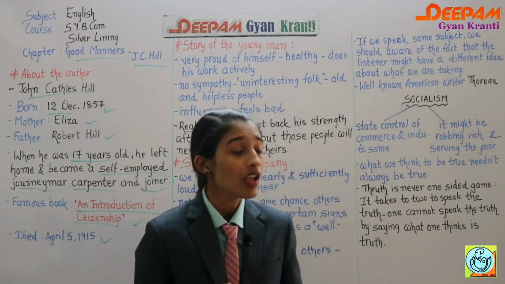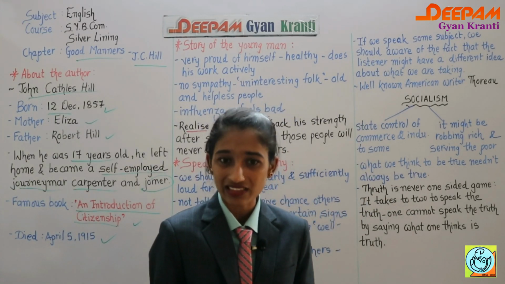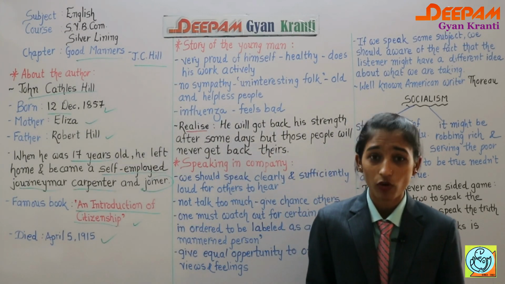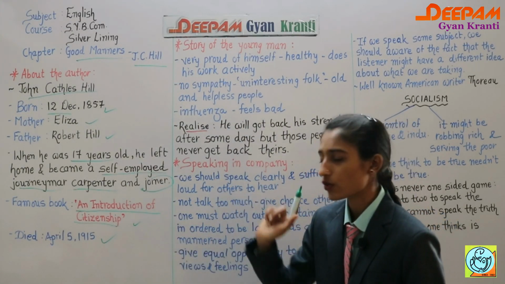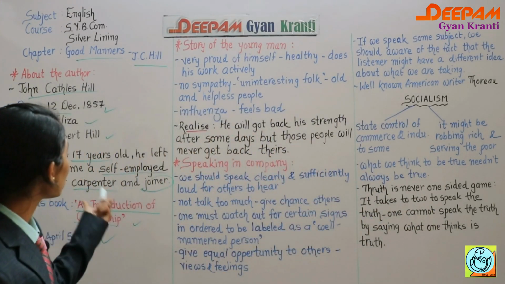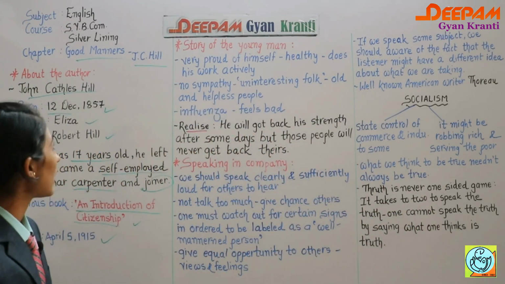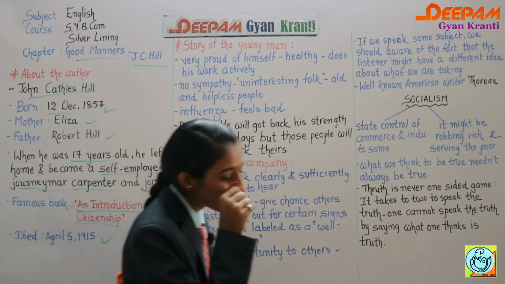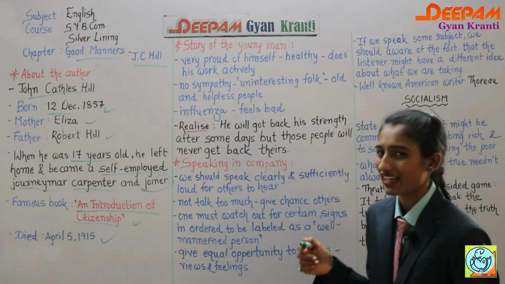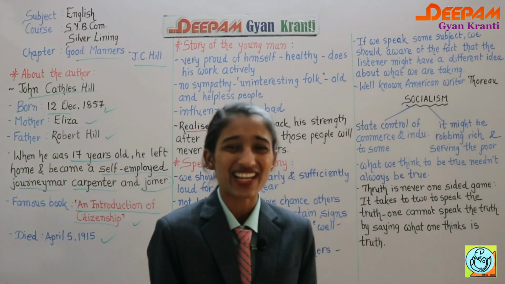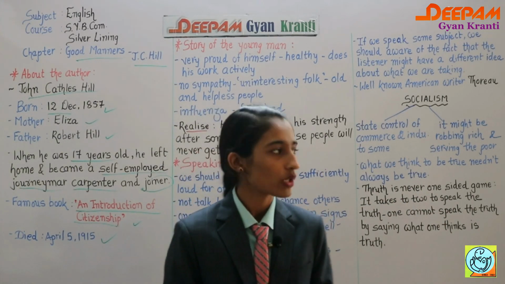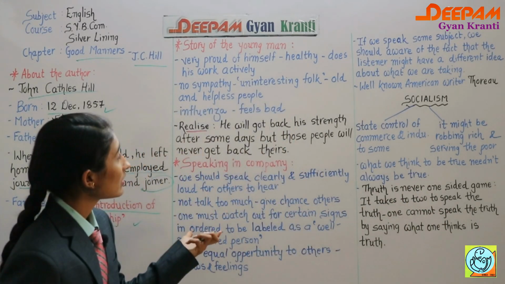You have to remember, it may be possible that in a 1 mark question it will be asked from which book Good Manners is taken. So, An Introduction to Citizenship. That is the extract given to you in your syllabus. When the story Good Manners opens, it starts with the story of a young man like you and like us, like the new generation.